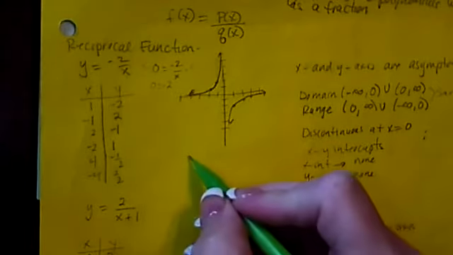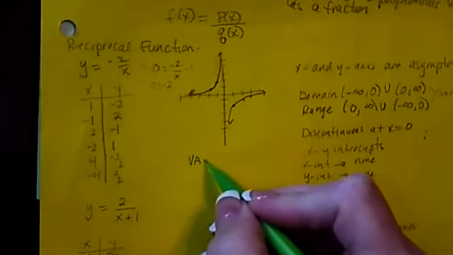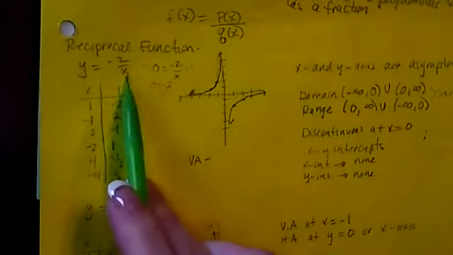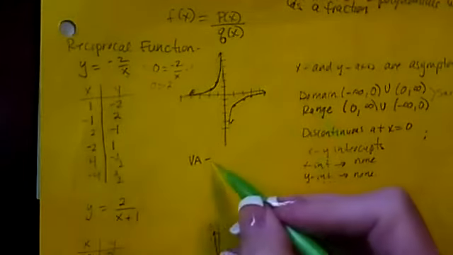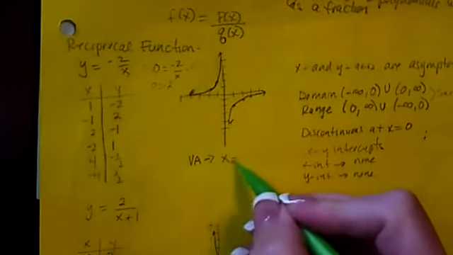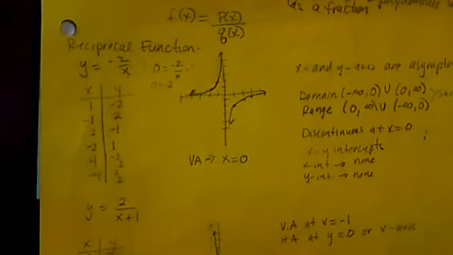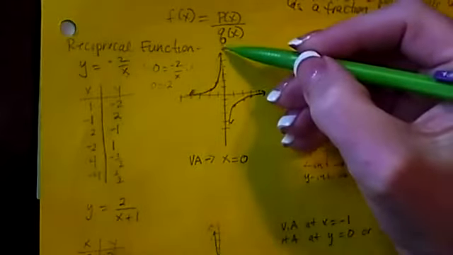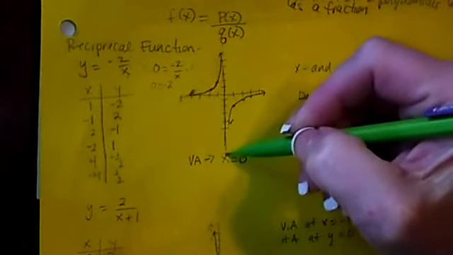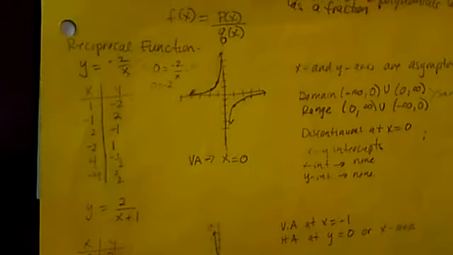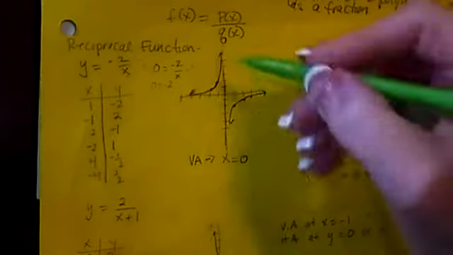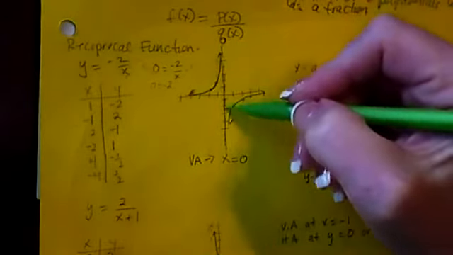So I just use VA for vertical asymptote. That means we're going to set the denominator equal to 0. So that's going to be x equals 0. So if I were to graph x equals 0, that is this y-axis. That's x equals 0. So that is an asymptote right here.